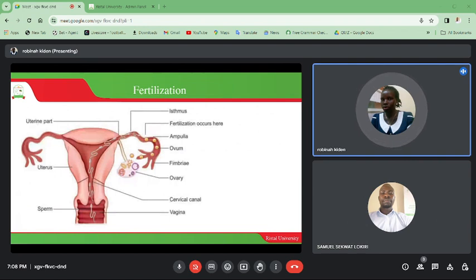Right there we have the structure of the female reproductive system illustrating the sperms swimming through the reproductive system until they meet the ampulla. They are directed towards the left ovary because the release of the egg that month happened from that side. That is why the sperms are directed that side. But when they are released, they run randomly to both sides.